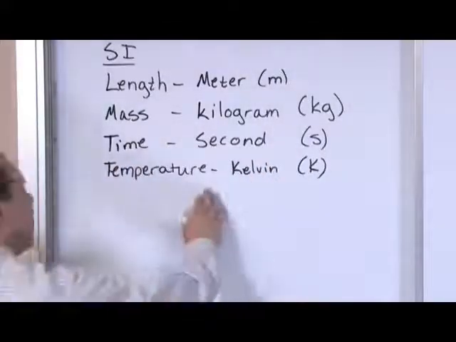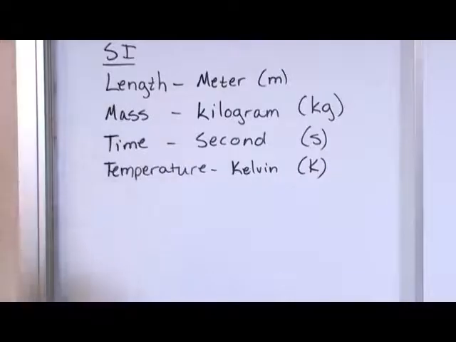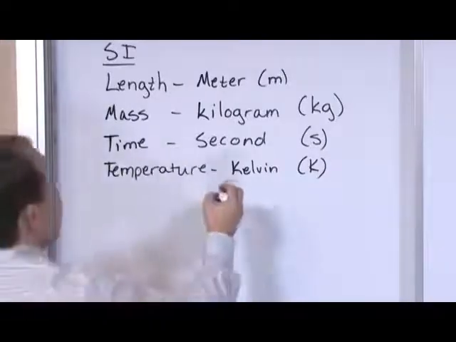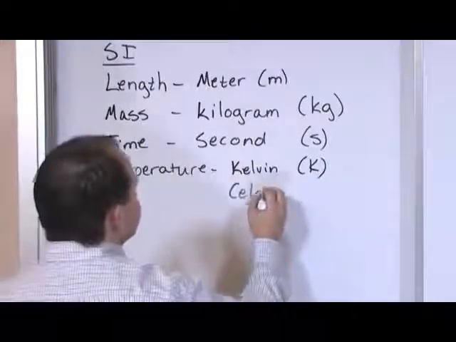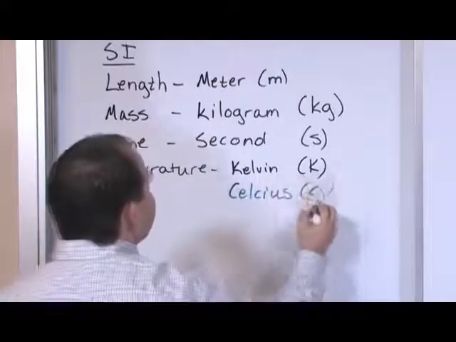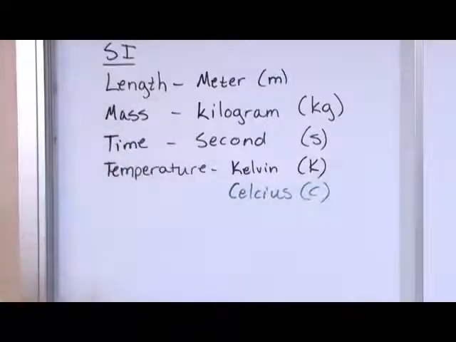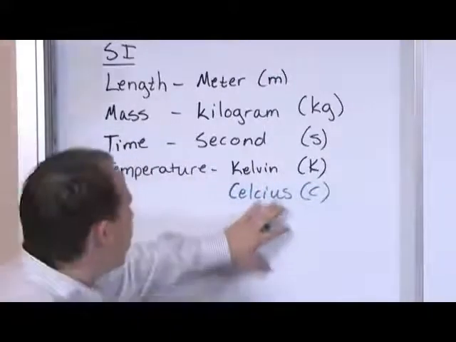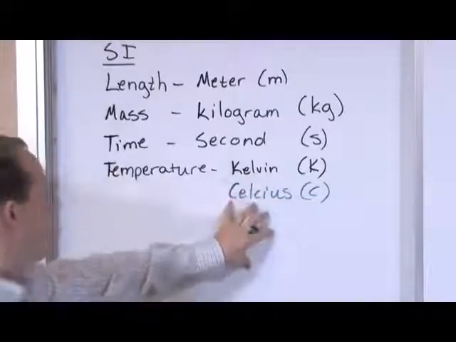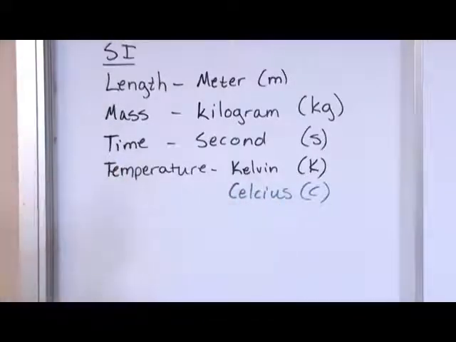Now we will use it some point later in chemistry, but most of the time we're actually going to use Celsius, which is the letter C. And Celsius is something you're probably more familiar with. Celsius is the scale where 100 degrees Celsius is the boiling point of water. 0 degrees Celsius is the freezing point of water.